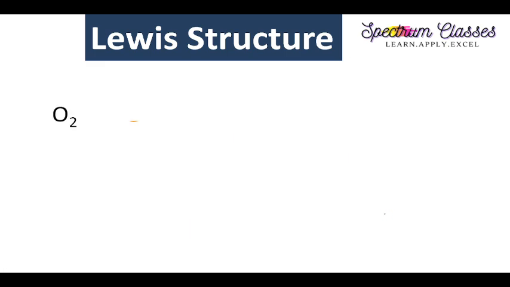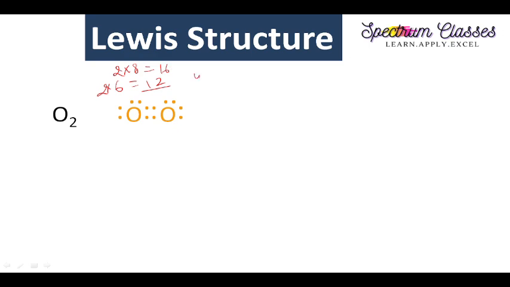Now the next example, this is oxygen. Oxygen in its outermost shell has 6 electrons, and another oxygen also has 6 electrons. So how to complete the octet, that is the main important point, but otherwise we can calculate 2 into 8, it is 16, and 6 into 2, this is 12 electrons in the outermost shell.